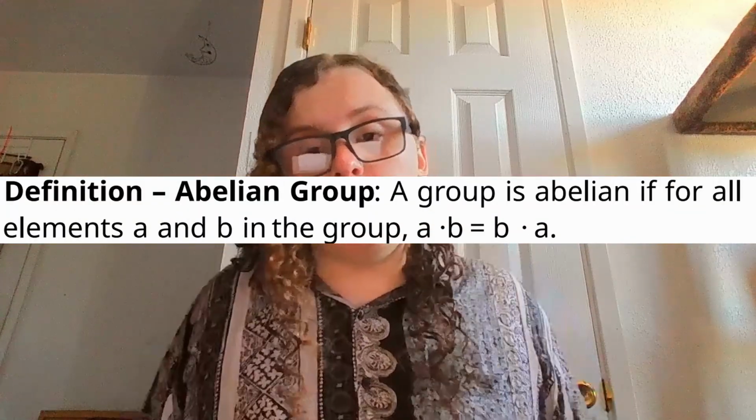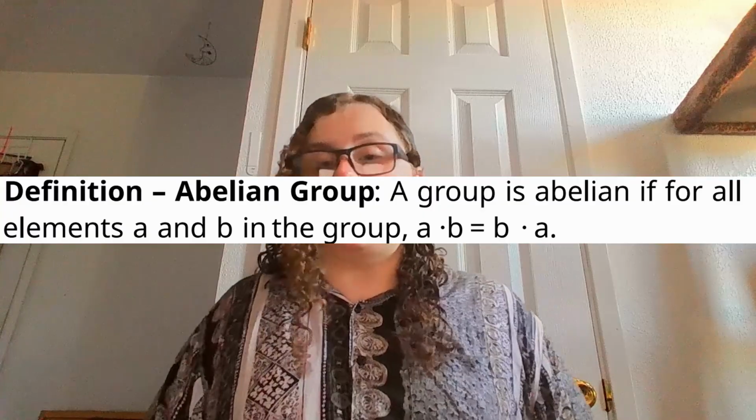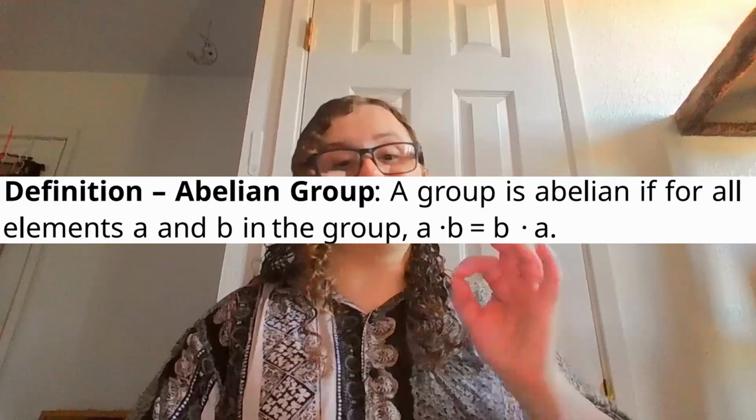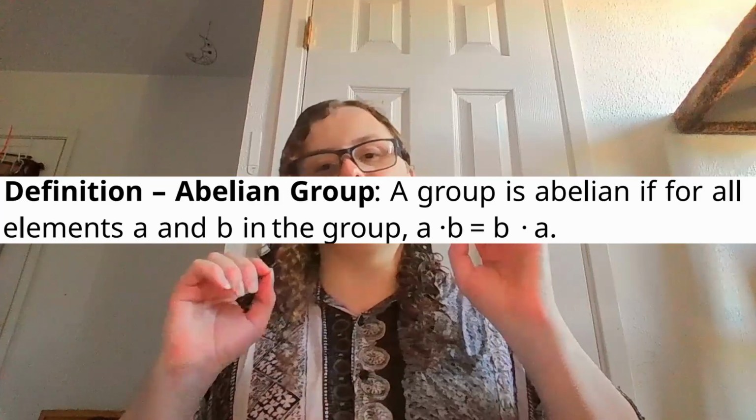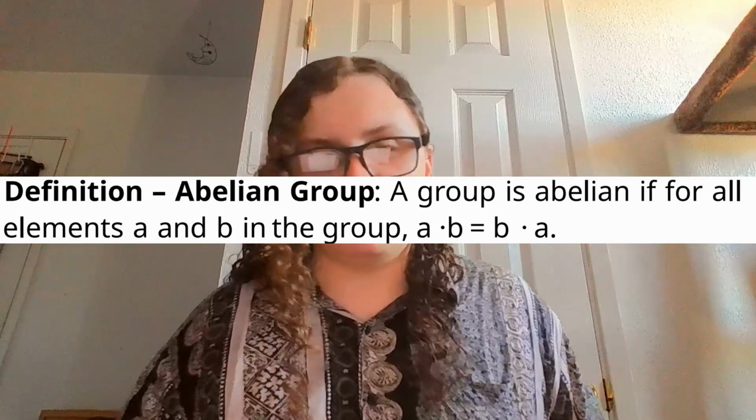Abelian group. A group is abelian if for all elements A and B in the group, A times B equals B times A, where the dot in the middle is the group operation. This property is called commutativity. The idea that swapping the two elements doesn't change the result of the group operation.